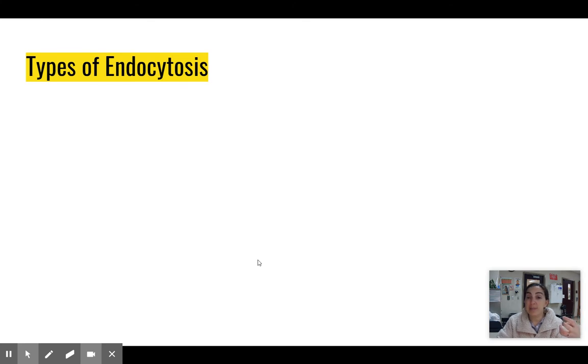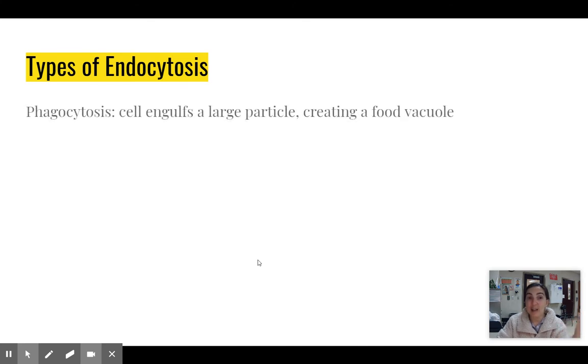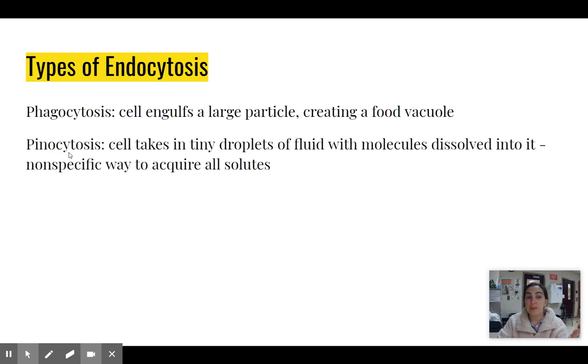Endocytosis, that process of bringing things into the cell, also has a couple different types. If the cell's taking in a larger particle, we call that phagocytosis. Those words literally mean cellular eating. So it takes in a large particle. We call that a food vacuole. Pinocytosis literally means cellular drinking. It's when a cell takes in little droplets of fluid that contain molecules that are dissolved in it. So taking those little droplets in is a way to get all of the molecules that are out there.